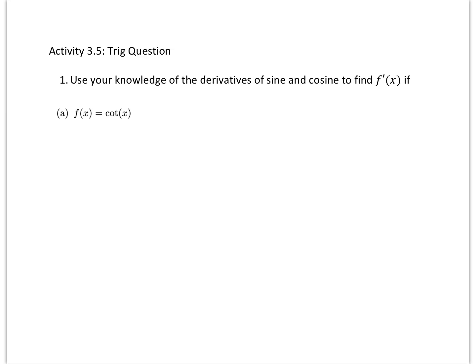So I want to find the derivative of cotangent x. So it's important to be able to do this. I have to be able to rewrite cotangent in terms of some trig functions that I do know the derivative of. And so I'm going to rewrite cotangent as cosine over sine. And then I'm going to do the same technique I just did for tangent. So I'm going to use the quotient rule to find f prime of x.